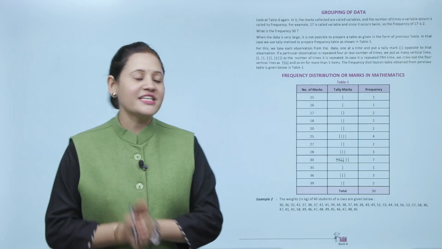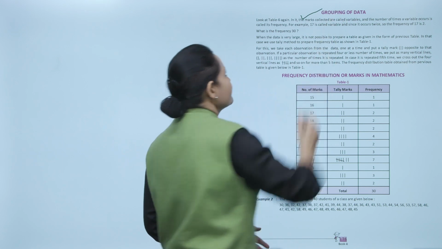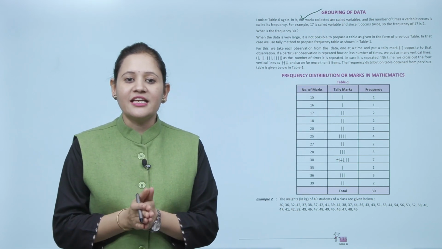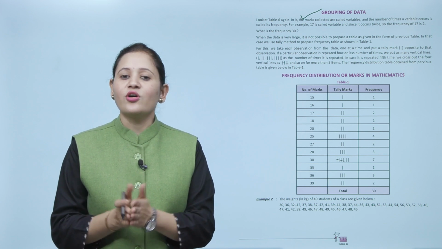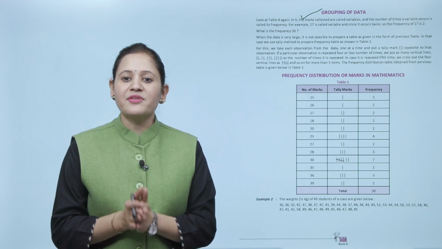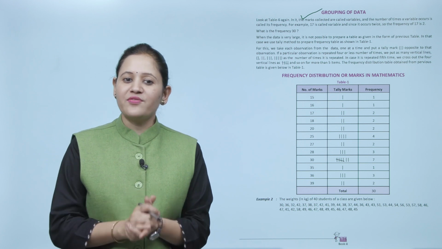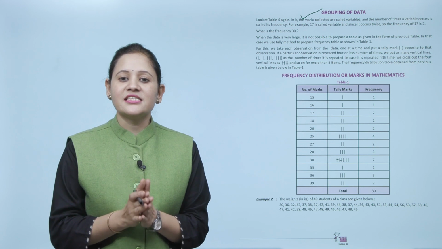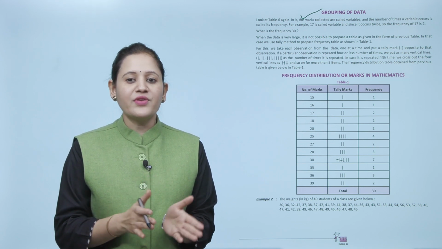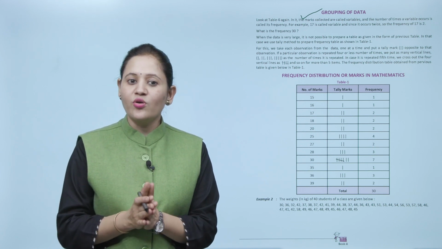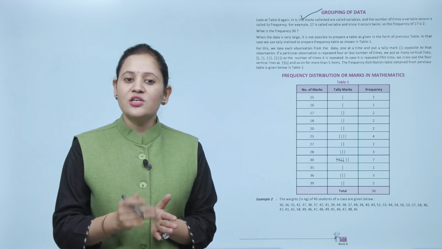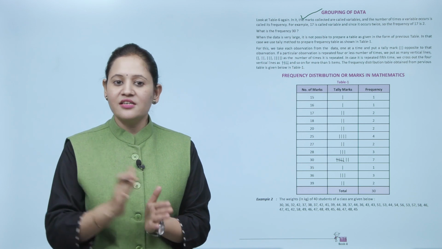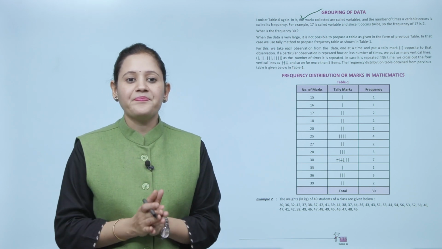Next is grouping of data. Look at the table 6 again. In it, the marks collected are called the variables and the number of times the variable occurs is called the frequency. For example, 17 is called the variable, and since it occurred twice, the frequency of 17 is 2. So, what is the frequency of 30? Look at the table and see how many times 30 occurs. That is the frequency of 30.